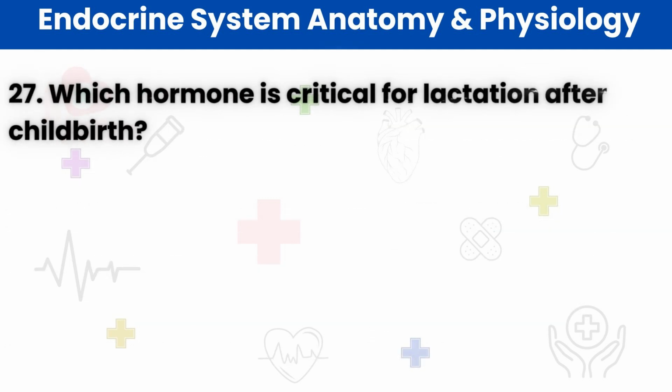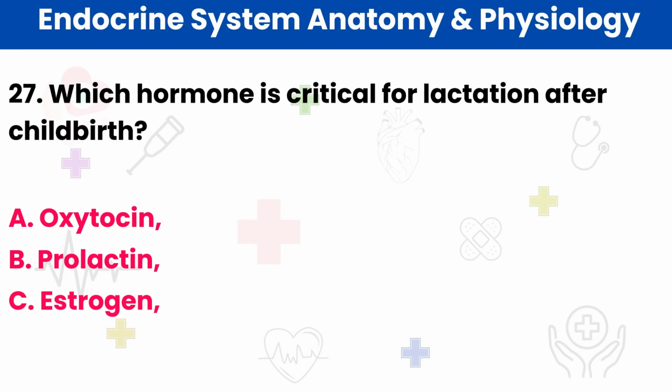27. Which hormone is critical for lactation after childbirth? A. Oxytocin. B. Prolactin. C. Estrogen. D. Progesterone.